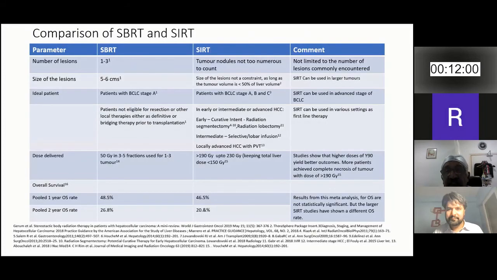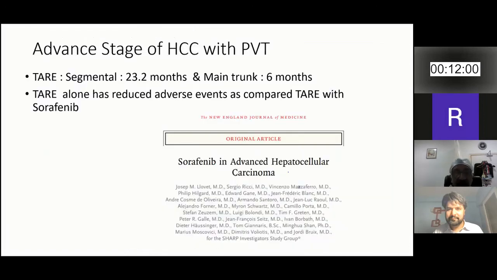When you look at a comparison of SBRT versus SIRT, again, you will see that there is no limitation for the number of lesions that you have to take care of, and it can be used even for advanced stage disease, and in various settings you can use this particular therapy, and in the results of meta-analysis, overall survival is significantly better. And as I said, if you give high doses, this therapy is much better. As you can see, in this series they are using 190 to 230 grays to get a good result in these patients. In advanced stage, if you compare TARE with sorafenib, the outcomes are much better.